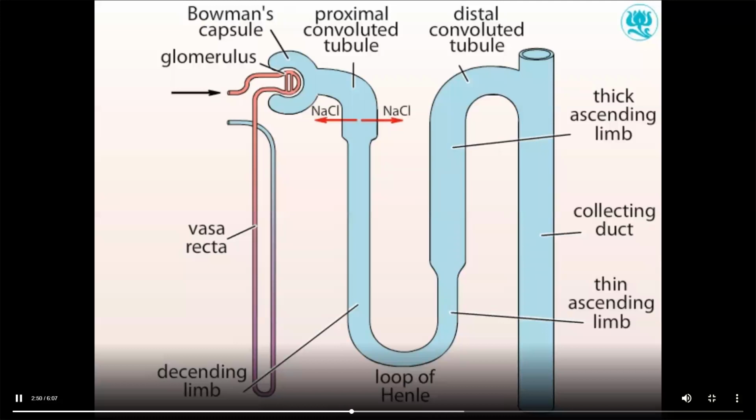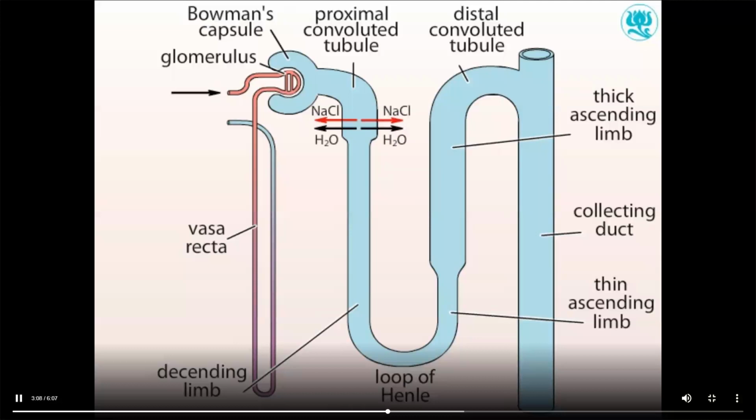The active transport of solutes out of the proximal convoluted tubule into the tissue fluid causes water to flow by diffusion. The water and solutes moved into the tissue fluid are taken up by the paratubular capillaries and returned to the venous blood, leaving the kidney.